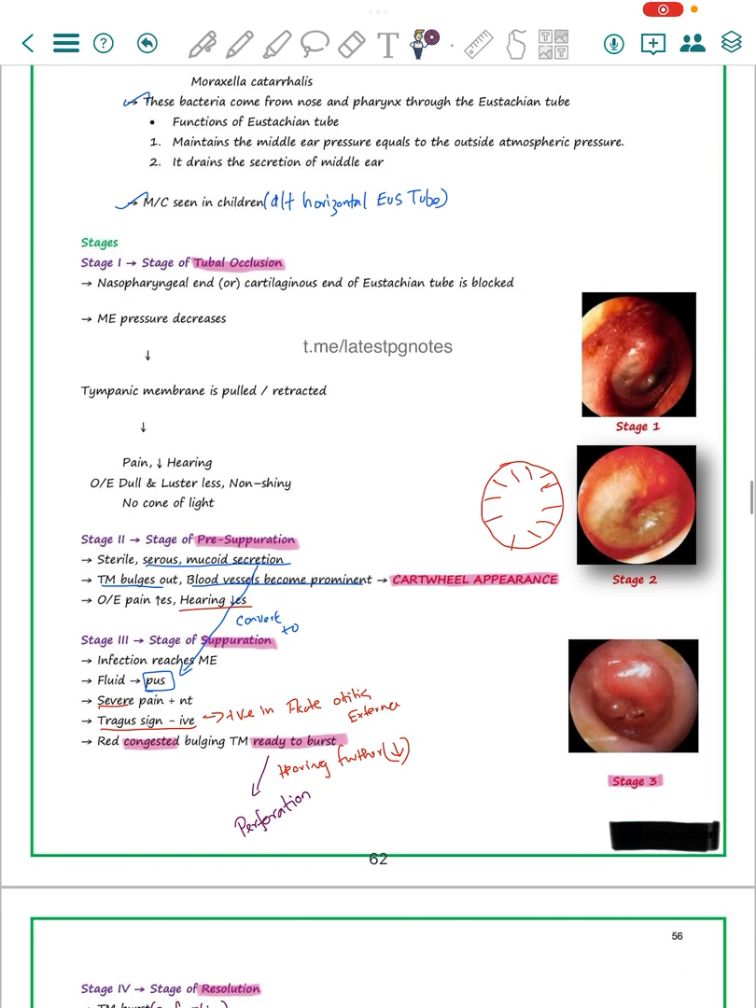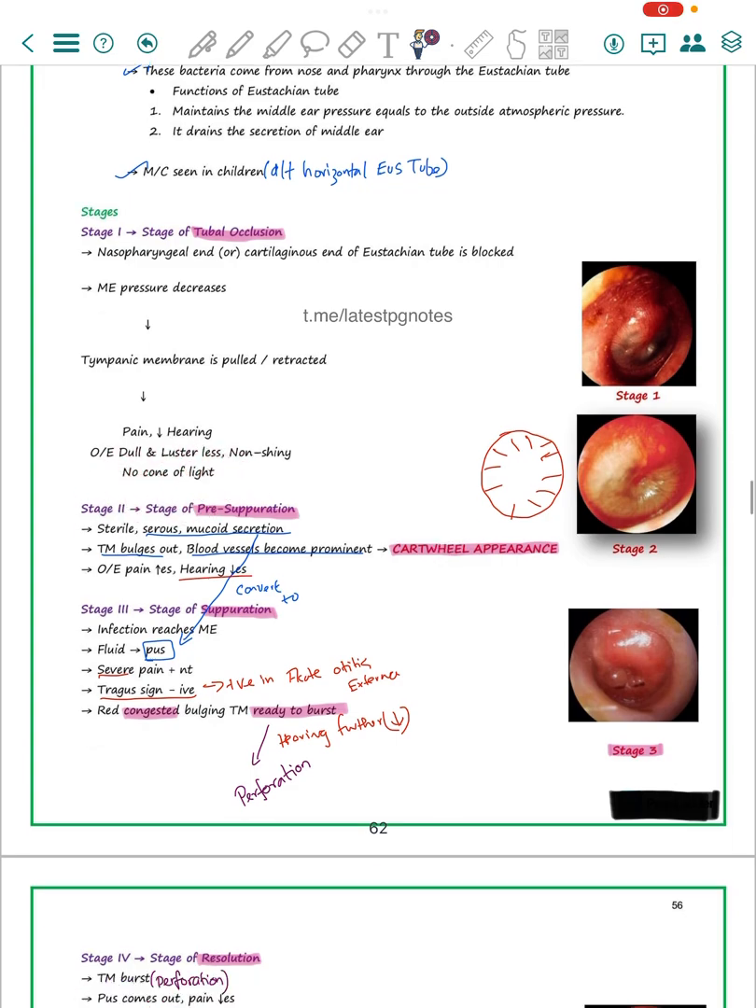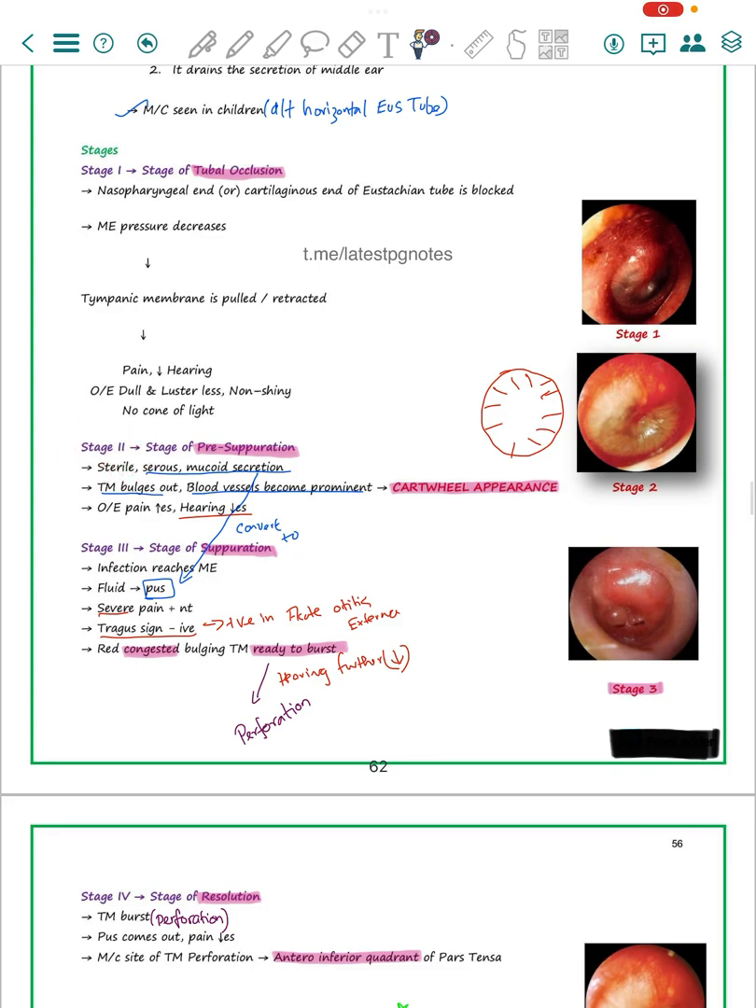Okay guys, then it will be very edematous, and no cone of light will be seen. This is a very important part. Then the second stage is the stage of pre-suppuration. That is the stage before suppuration or pus production. There will be sterile serous or mucoid secretion. Normally the middle ear contains mucous epithelium, so there will be mucoid secretion.